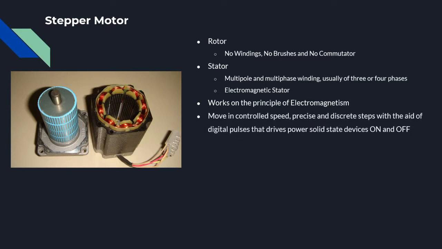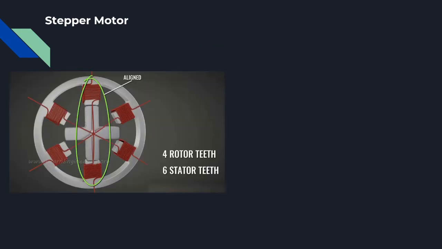The rotor moves in a controlled speed, precise position, at discrete steps with the support of digital pulses that drive the motor with the help of power electronic switches. The stepper motors are of three basic types: permanent magnet, hybrid, and variable reluctance type. We will look into the permanent magnet in this lecture.